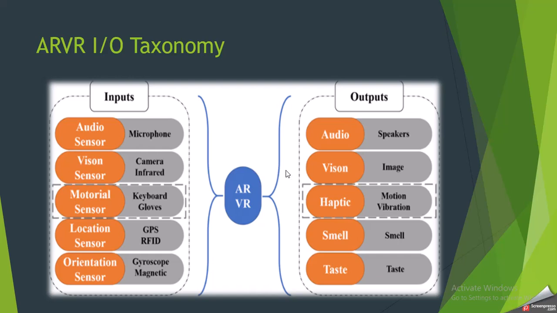And see the last two, this is emerging technology, emerging output we are trying to bring. There is smell and taste. It is very difficult to bring. But they are trying to bring smell and taste as outputs.